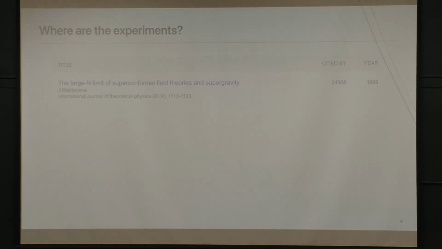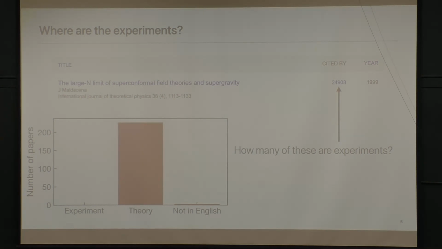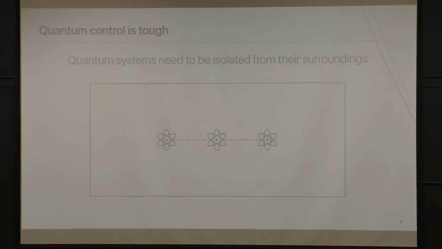And this holographic correspondence is, I think, the most cited physics paper in the last 50 years or so. You can ask, well, how many of these are experimental realizations? I went through a random sampling of about 300 until I found an experimental proposal. But you know, graph in log scale.